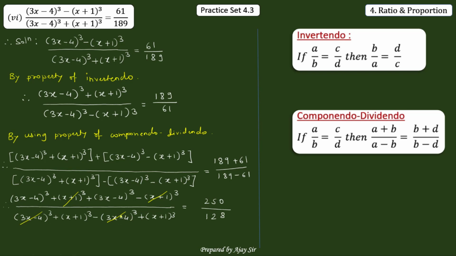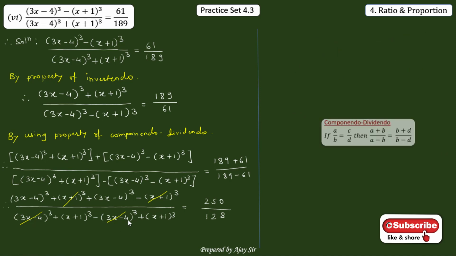So therefore, in the numerator, these terms are remaining: this term and this term. These two terms are like terms, that is 3x minus 4. This term, that is x plus 1 bracket cube, and x plus 1 bracket cube, these are the like terms, so these terms get added.